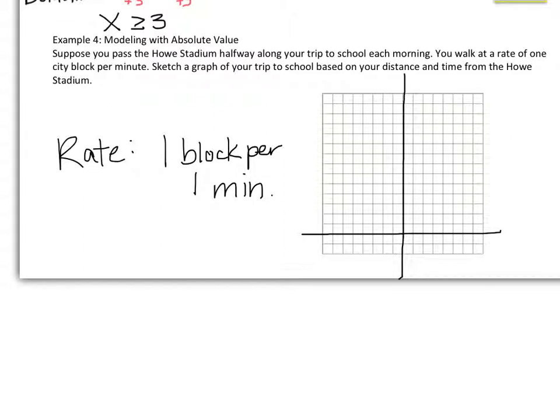A pretty quick walker. Okay, it says sketch a graph of your trip to school based on your distance and time from the Howe Stadium. So our reference point, everything that we're going to say is going to be in relation to the football stadium. So when we are at the football stadium, we'll be at our origin because we are 0 minutes and 0 blocks away from the stadium, okay? So that point is the football stadium.